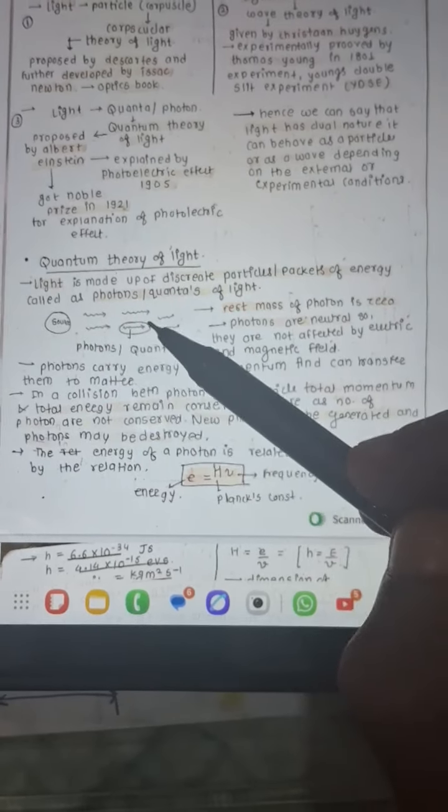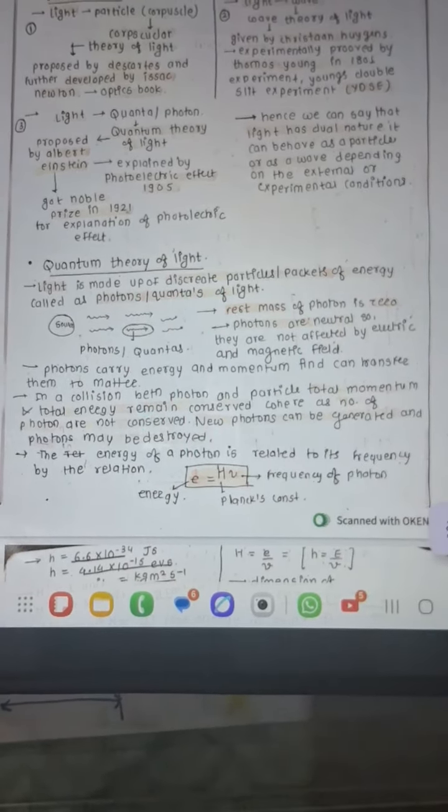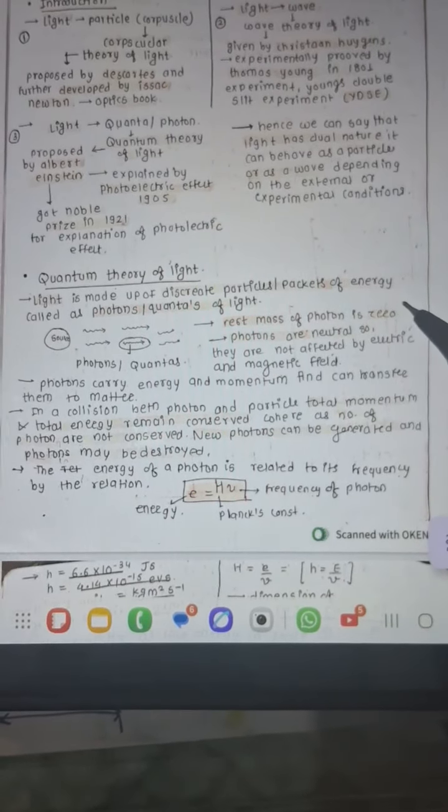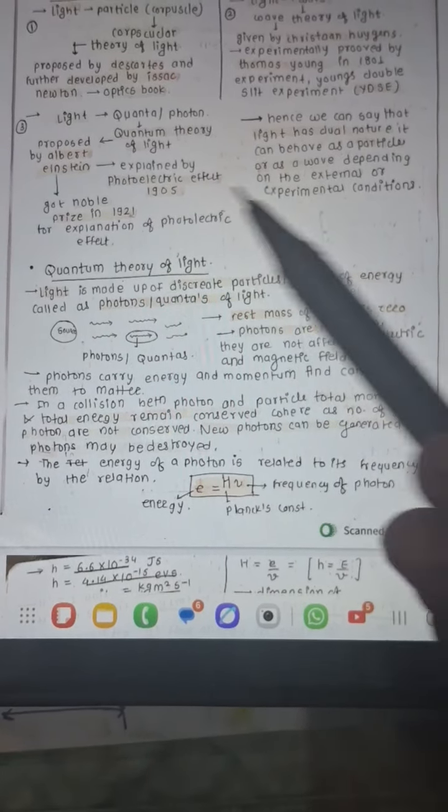According to this theory, light is made up of discrete particles or packets of energy called photons. Suppose this is a source of light, it is emitting light. Consider one of the photons, or particles, or packets of energy, which we call a quantum. Now there are certain points regarding the quanta. First, the rest mass of a photon is 0. Photons are neutral, so they are not affected by electric and magnetic fields.